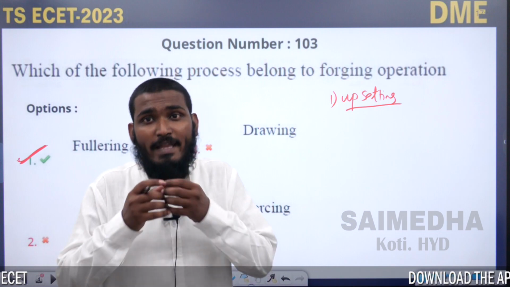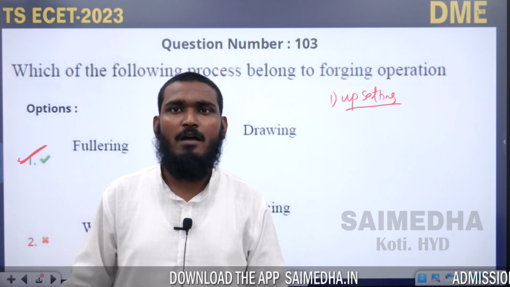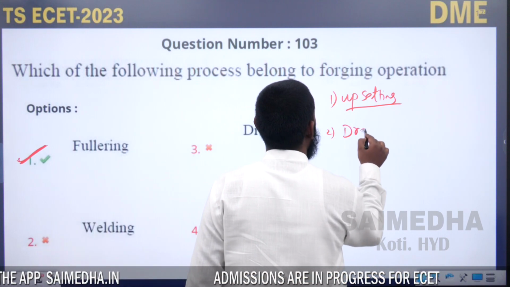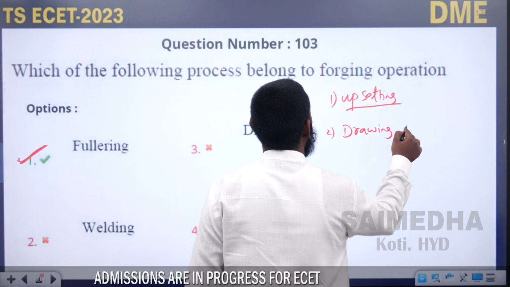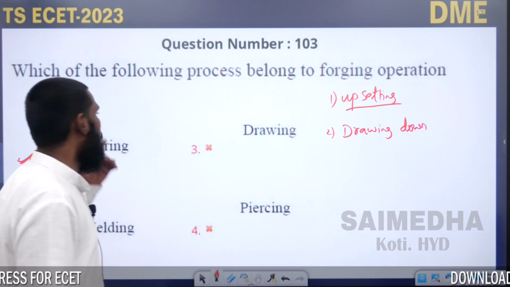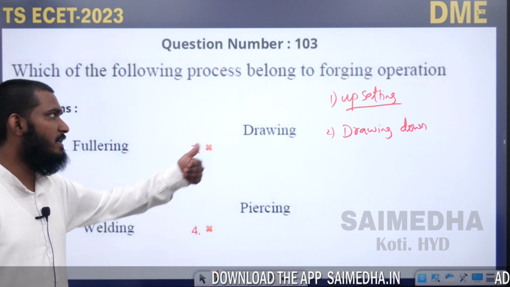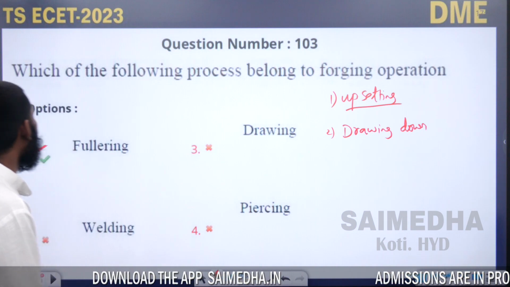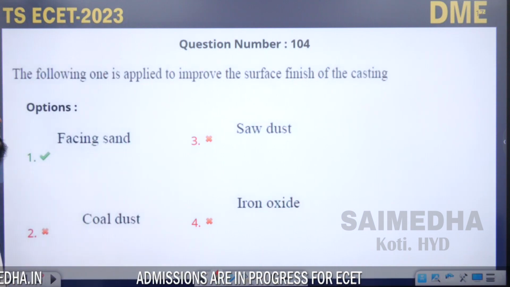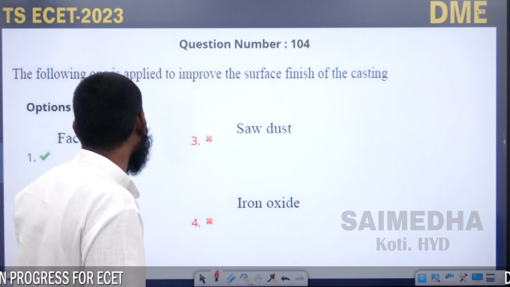Similarly, what is the meaning of drawing down or setting down? Means if you want to increase the length of the workpiece and reduce the cross sectional area, then we are calling it drawing down. This drawing down operation is very much similar to fullering. Fullering is also called the necking down operation, and it is related to drawing down. So that's why we are taking option 1: fullering is a forging operation.